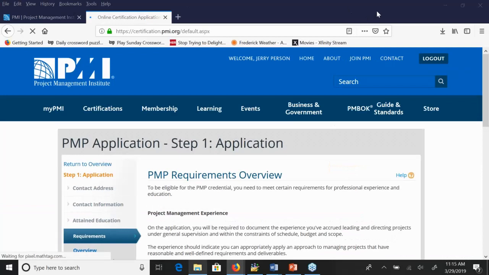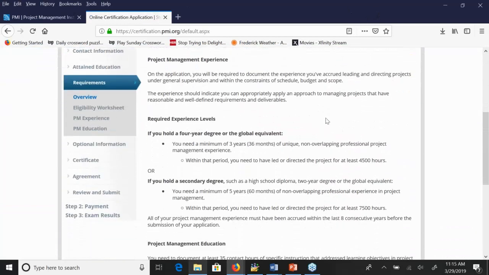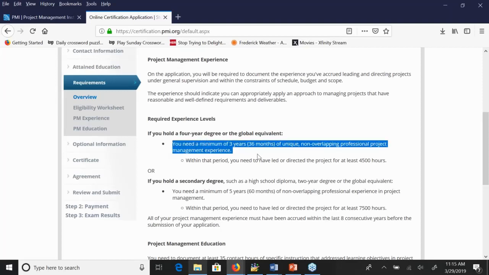Let's march a little further along here. And then this is where it actually tells you, hey, guess what? You've got these things to worry about. You've got to get 3 years experience. And people freak over the whole non-overlapping thing. That's where people get really, really upset. They do. For some reason, it's, oh my gosh, oh, non-overlapping. I had 8 projects going.